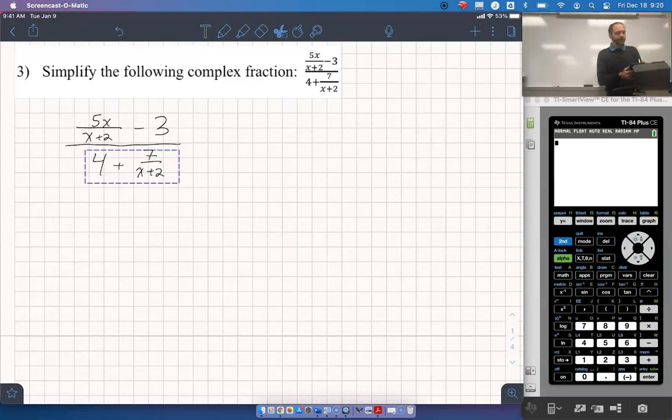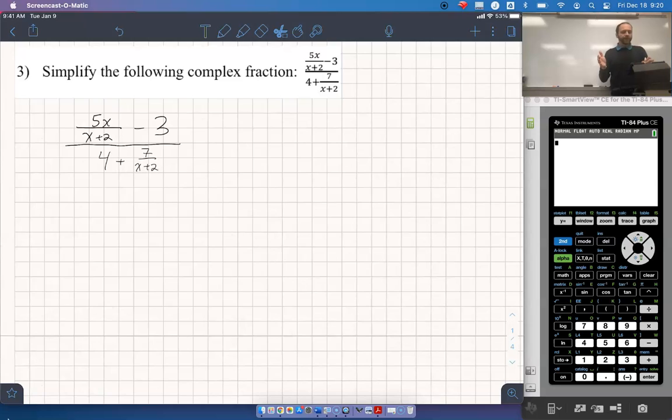All right, so here we go. Some people want to work in that numerator by itself, that 5x over x plus 2 minus 3, and work with that 4 plus 7 over x plus 2 by itself as well, and I would do that. But I need to keep in mind that's just going to involve a lot of work. What makes this complicated is that you have a fraction in the numerator, you have a fraction in the denominator, so your job is to get rid of the complicated part. That's your job. Get rid of it.